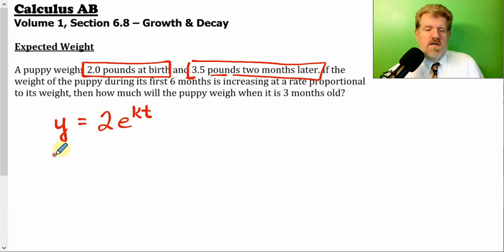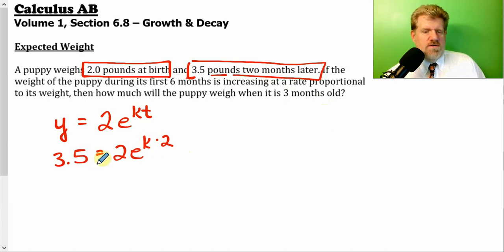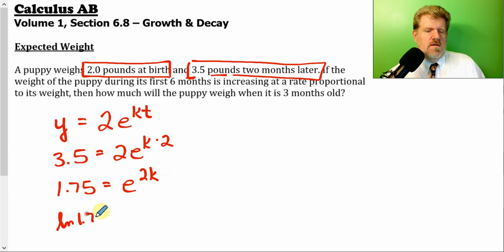So 2 months later, the puppy is 3.5 pounds. So my time is 2. My k is my only unknown, so I can solve for k. I'm going to solve for my constant of proportionality. So I'm going to divide by 2. And the inverse of e would be natural log. So we'll just take the natural log of both sides. And then divide by 2.